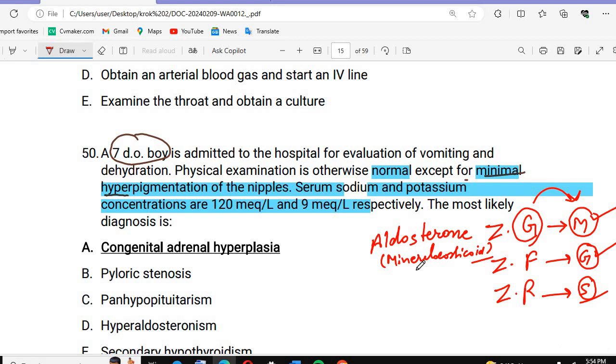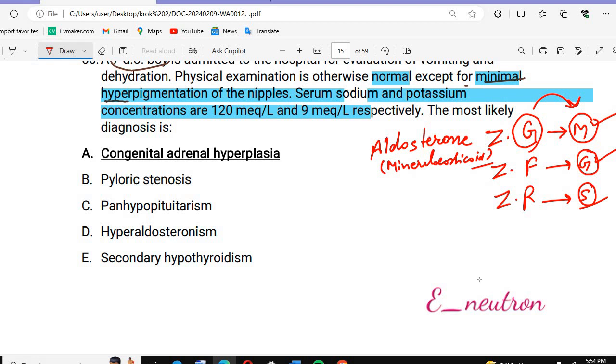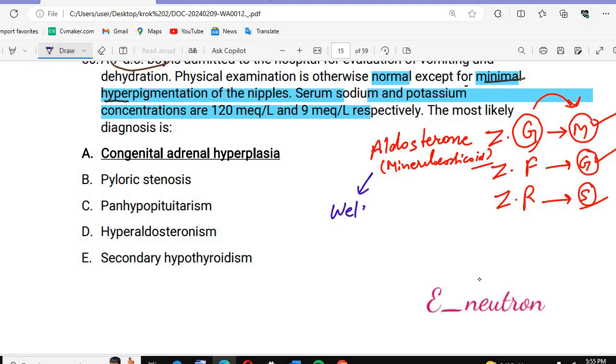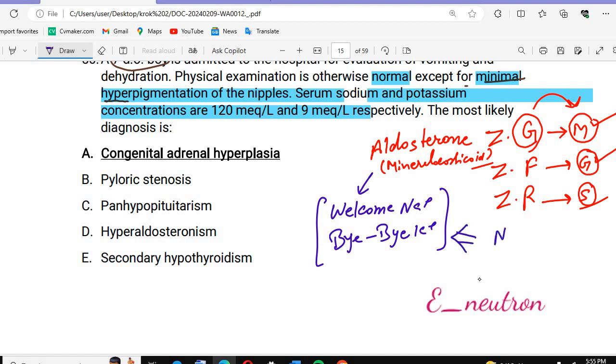So, I know one thing about aldosterone: welcome sodium, bye bye potassium. That means sodium in, potassium out. With aldosterone, sodium will be in and potassium will be out.